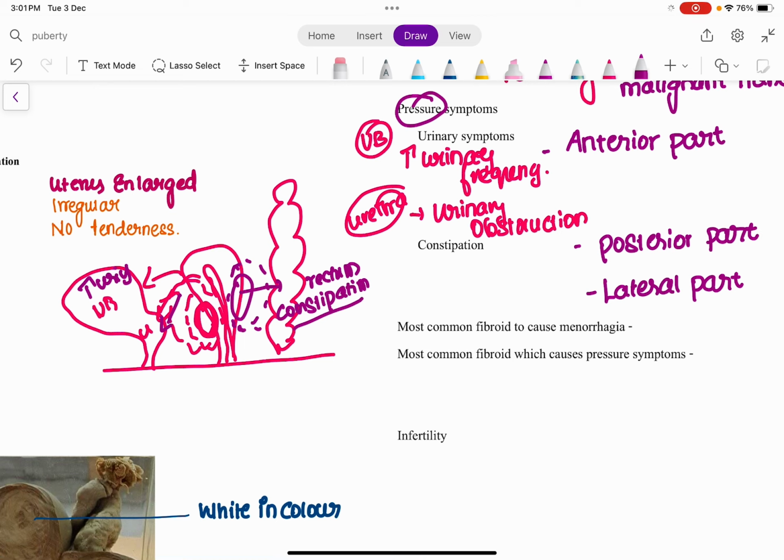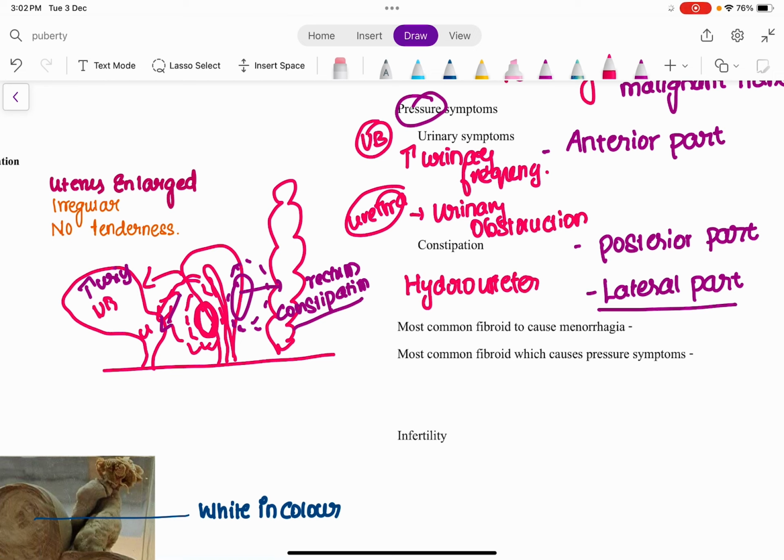What about the lateral part? If the fibroid is situated in the lateral part in relation to the uterus and cervix, what is situated there? As we all know, the ureter lies in the lateral part of the uterus. So if the fibroid exerts pressure on the ureter, because of the obstruction caused by the increase in size of the fibroid, it is going to result in hydroureter.